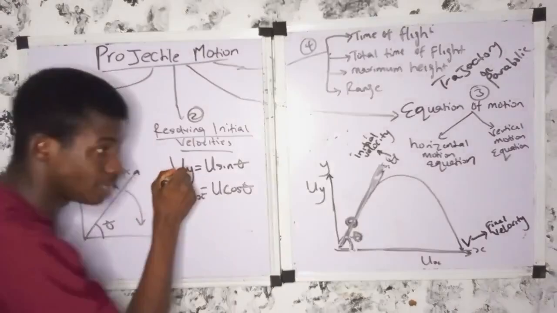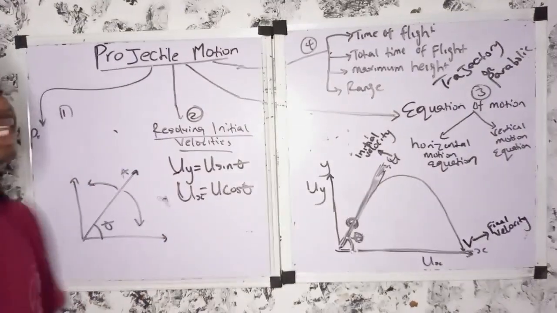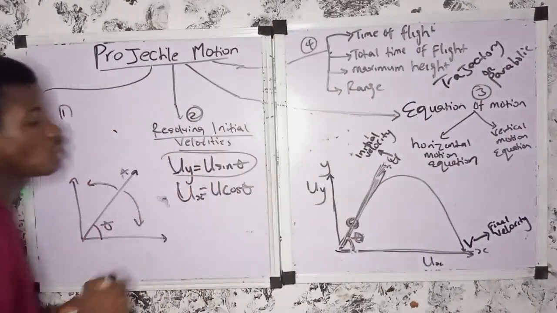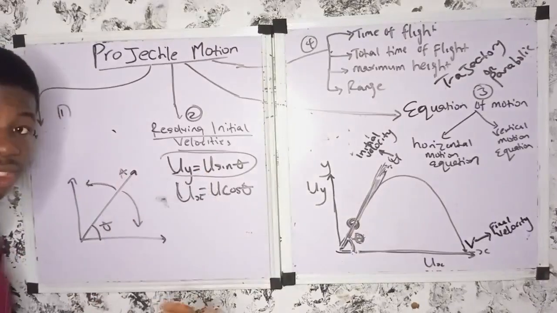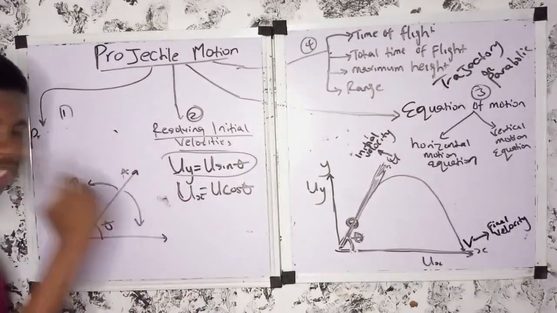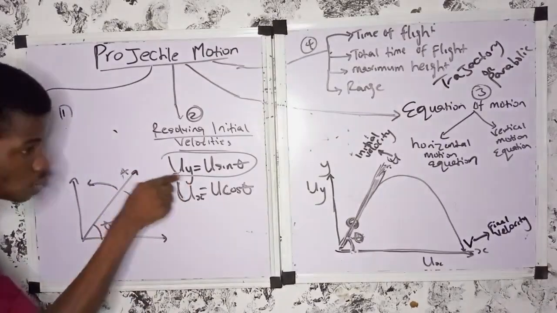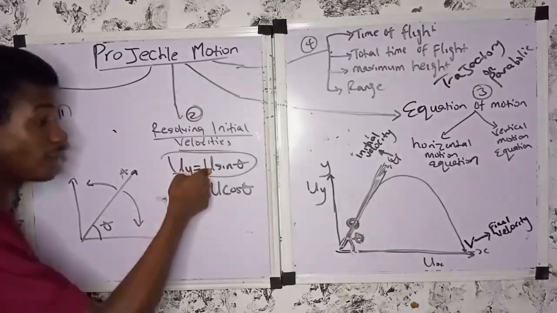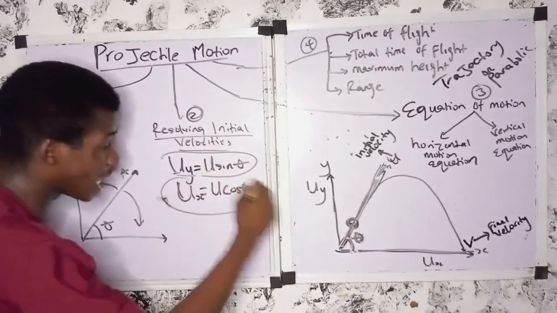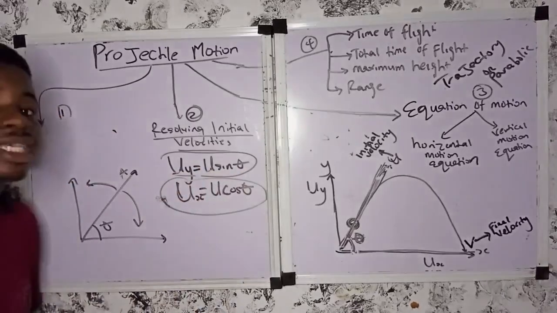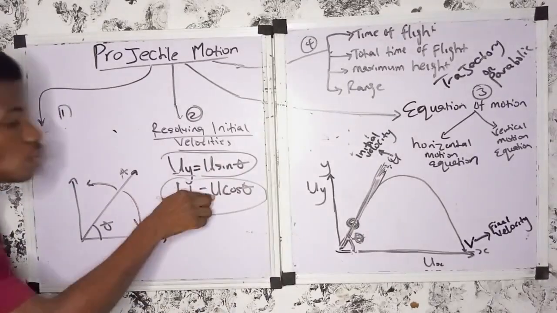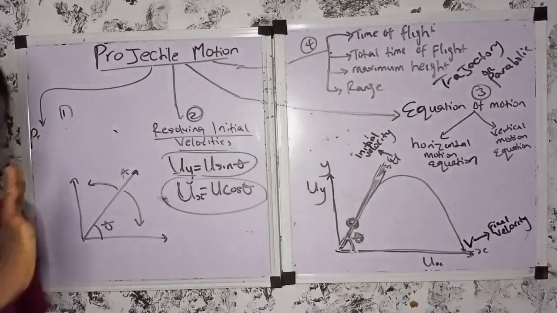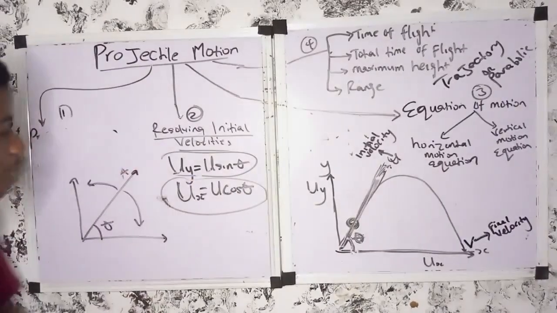The vertical velocity, please take note. The initial vertical velocity is u sine theta. I don't know if you understand. This is uy, the initial vertical velocity. So the initial vertical velocity equals the initial velocity times sine theta, while the initial horizontal velocity ux equals the initial velocity times cos theta. So please take note of this. It's very important. We are going to use them.